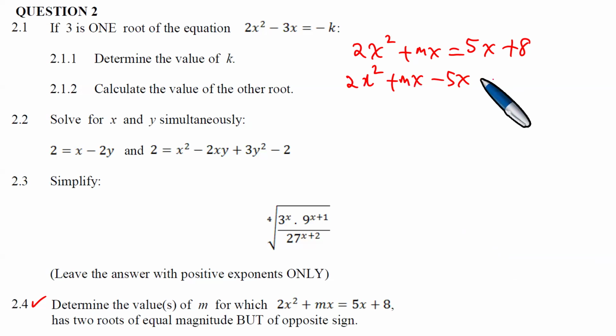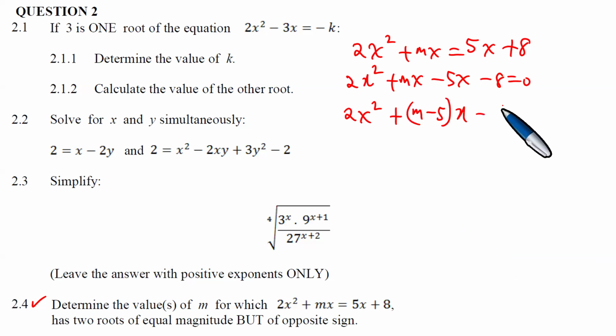Right, we express it first in standard form, and this equals 0, which means we have 2x squared, we have m minus 5x minus 8 equals 0. Then what do you do here? You think you find a discriminant, and then what do we do with the discriminant? I'm giving you a minute.